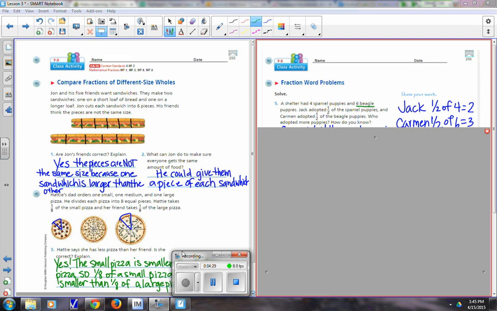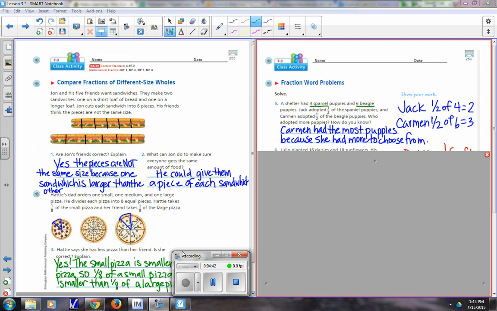So I've got this whole for the spaniel puppies for Jack, and this whole for the beagle puppies for Carmen. Who adopted more puppies? Pretty plain to see. And how do you know? Well, Carmen had the most puppies because she had more to choose from. Her whole was bigger, so her half is going to be larger.